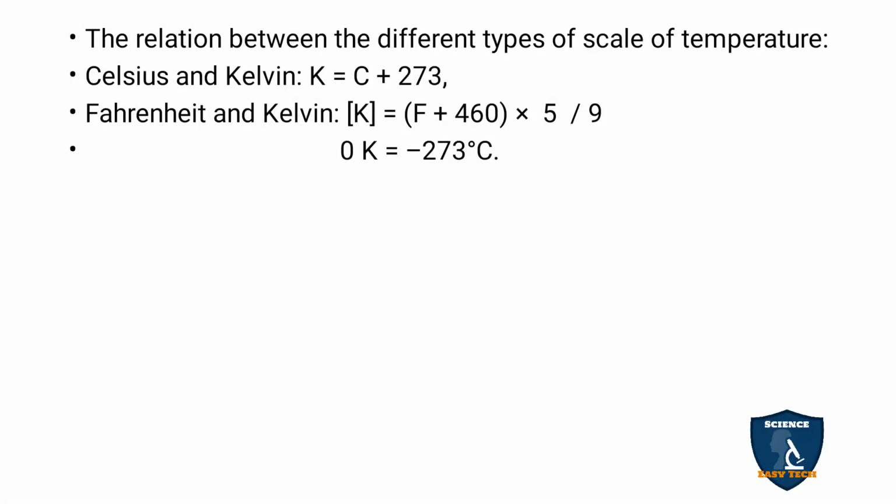The relation between the different scales of temperature, Celsius and Kelvin, can be written as K equals C plus 273, and Fahrenheit and Kelvin can be written as K equals (F plus 460) into 5 by 9. So 0 Kelvin is equal to minus 273 degrees Celsius. This is the relationship between Celsius, Fahrenheit and Kelvin.